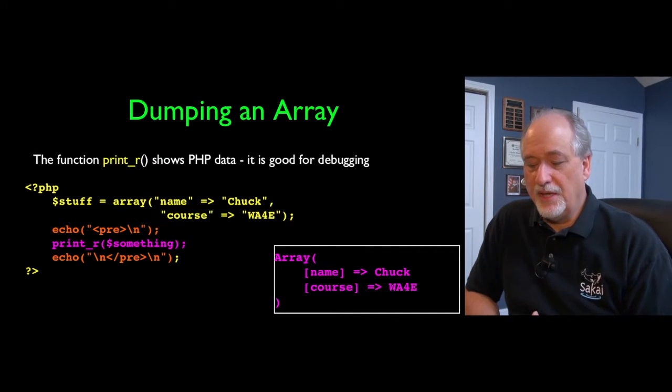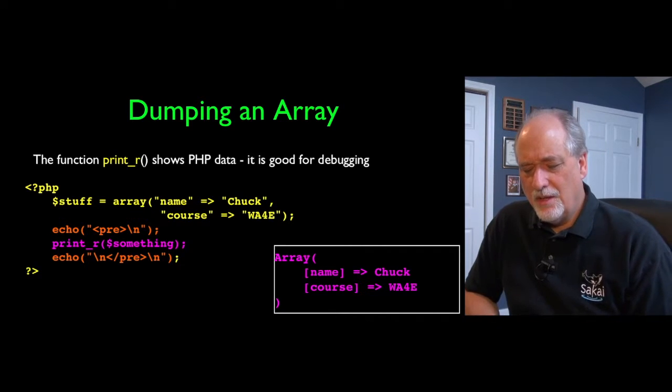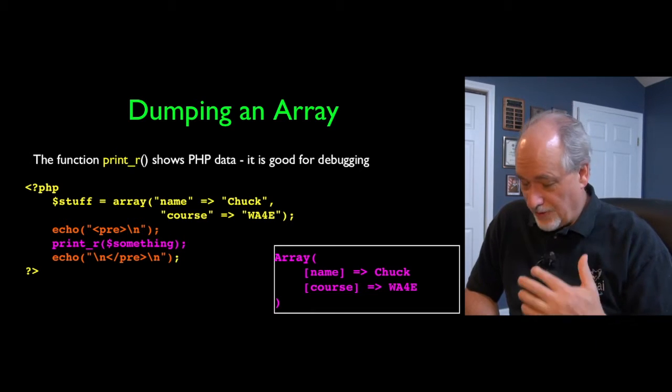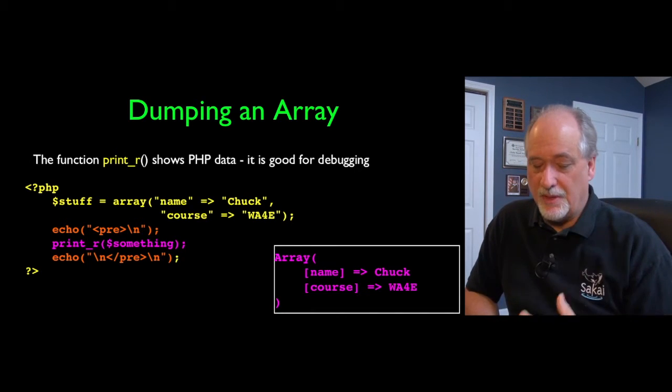Arrays can get a little complex. These are super simple ones. And so we need to print them, and there are some very convenient ways to print arrays in PHP. The print_r, I think the R stands for recursive, I don't know, will dump out an array. And if there are arrays within arrays or other things, it prints them out nicely.